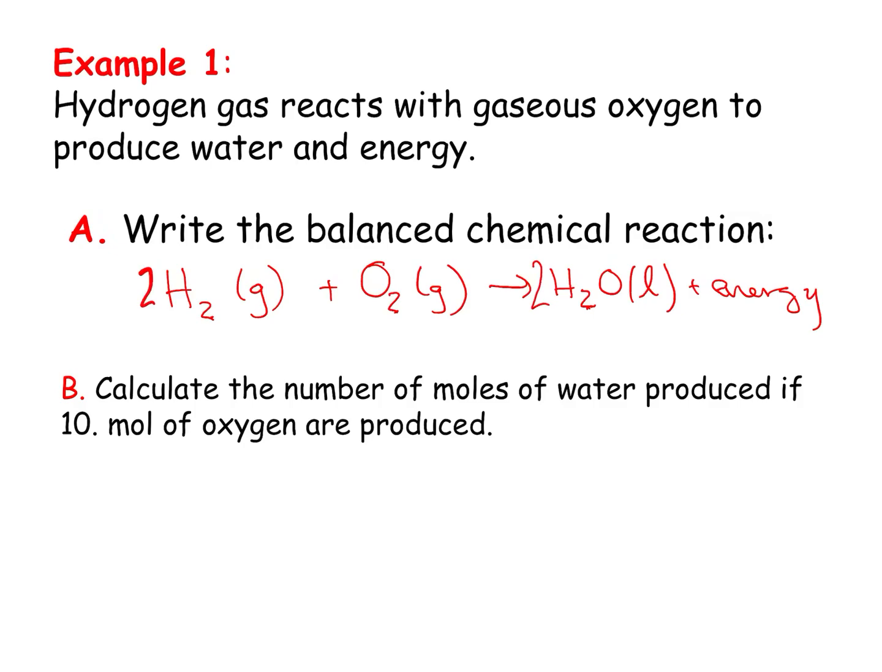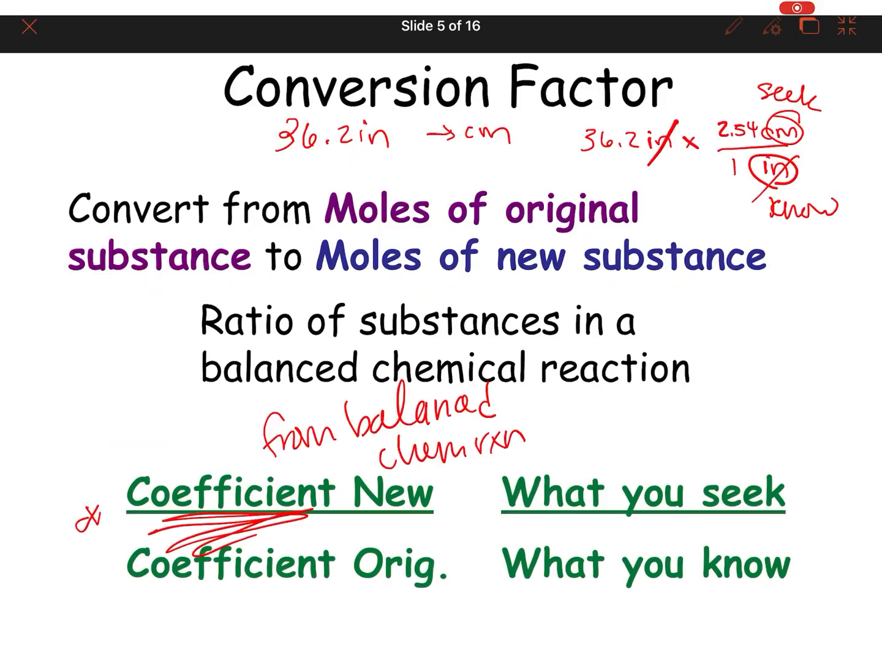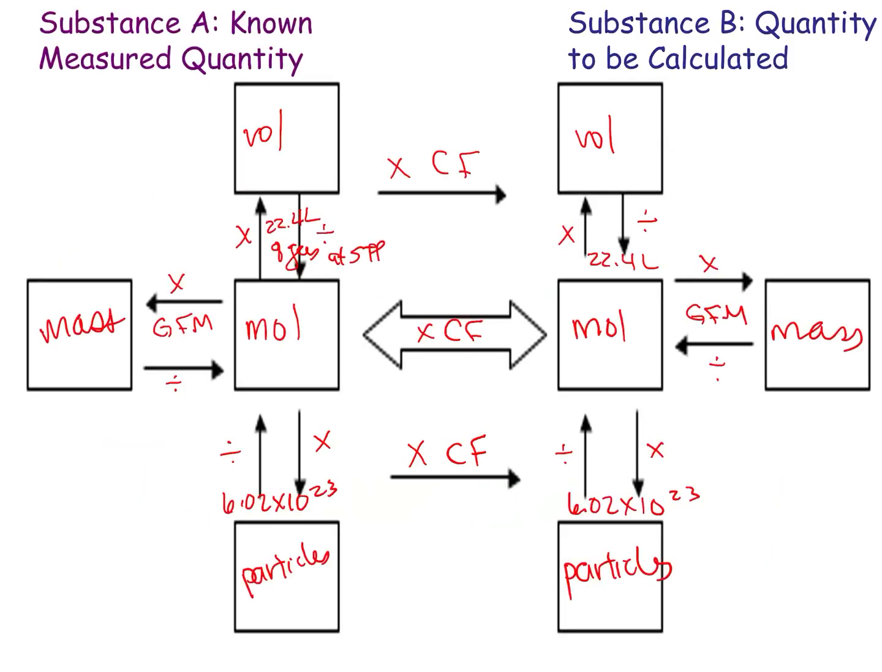Okay, great. Now that I have my balanced chemical reaction, I have a given quantity here. Now I can use stoichiometry to figure it out because I have my proper ratios now. So if I look back to my mole map, to go from moles of one thing to moles of another, all I need to do is multiply by a conversion factor. That's it.